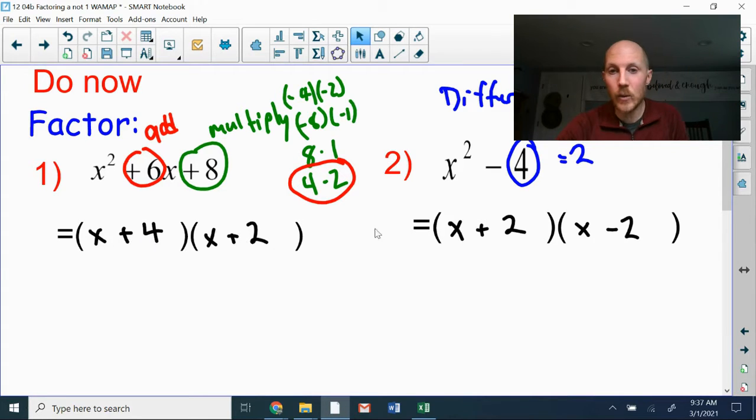Yay! The second one, I recognize as the difference of two squares. x squared, obviously, is a square, and 4 can be rewritten as 2 squared. And then subtraction, that's the difference. So the easiest way is to recognize this is a difference of two squares. My two factors are going to be x plus 2 and x minus 2.